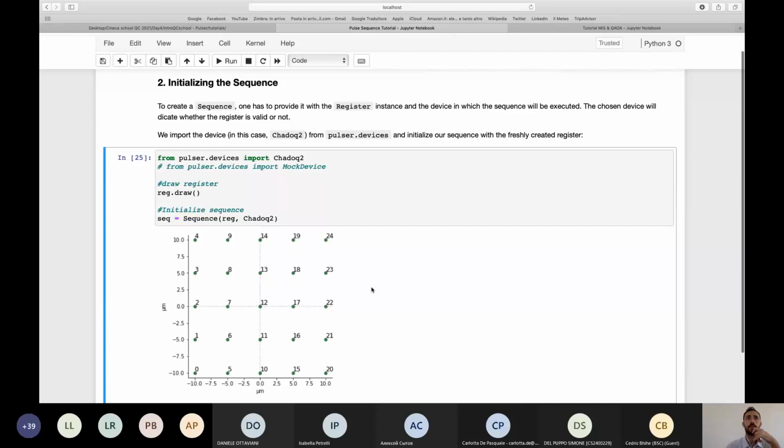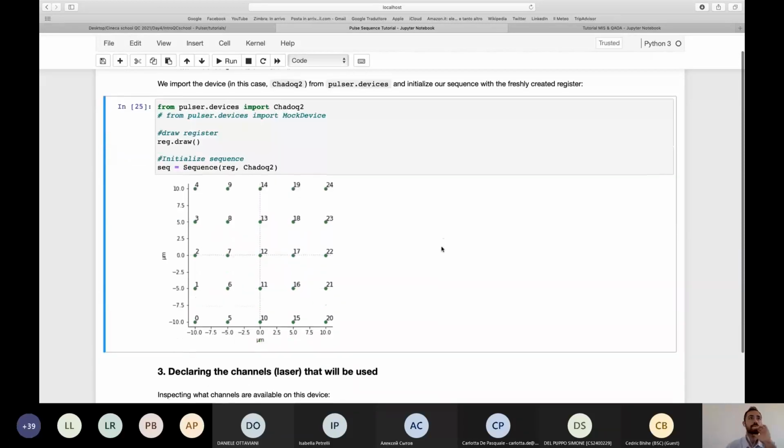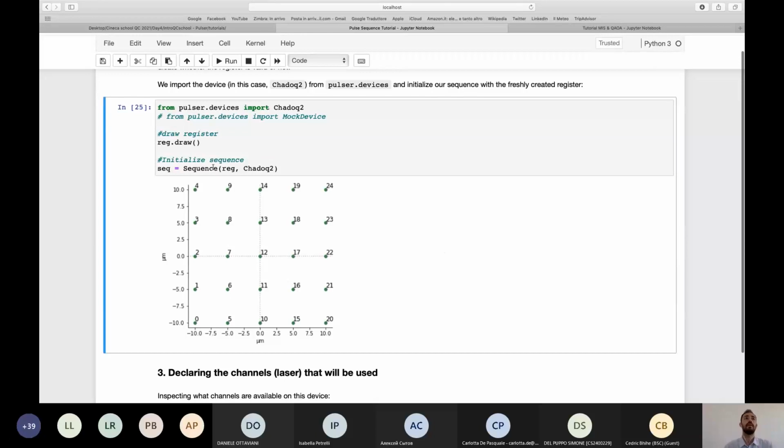so probably that's the minimum distance. However, you can initiate the sequence with this sequence function that takes in input your register and your device. But you can also create a mock device that has, for example, a minimum distance of one micrometer. But then it's not sure that it's going to be physically realizable.